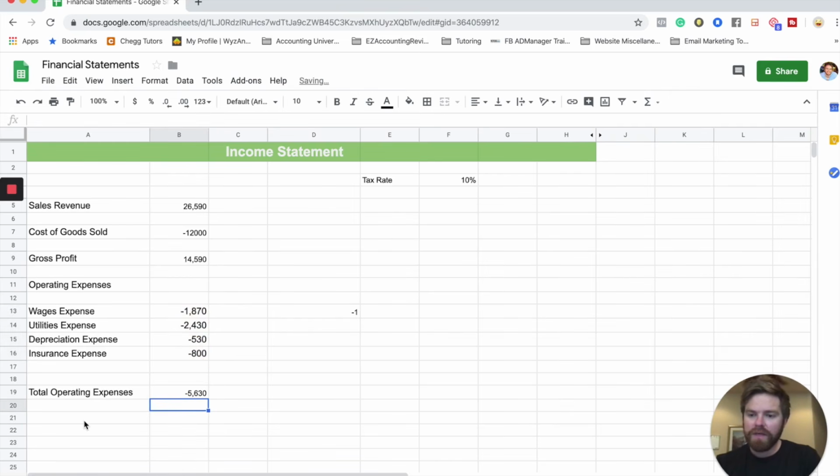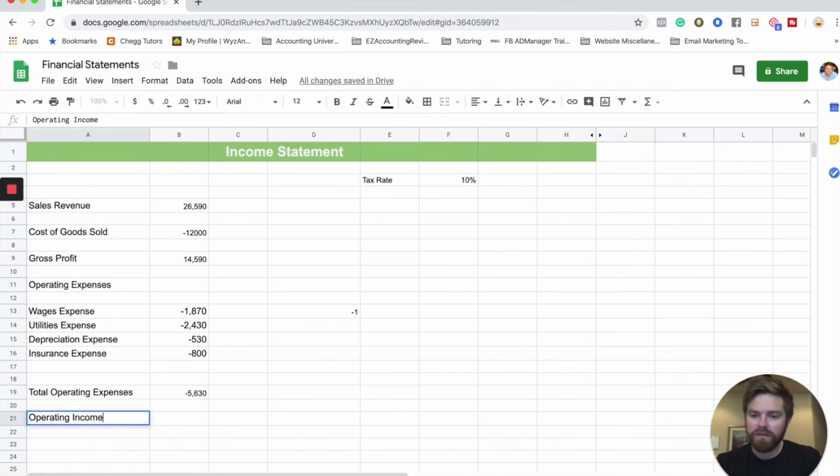That's it. Next, we're going to go ahead and deduct our operating expenses from our gross profit. So you see this number up here. We're going to subtract this number from this number here. And this is what we're going to be calling our operating income. Equals, and we're just going to take this number here and we're going to subtract. Actually, we're just going to add them because it'll end up being deducted. And there you go. It's 8960 is our operating income.